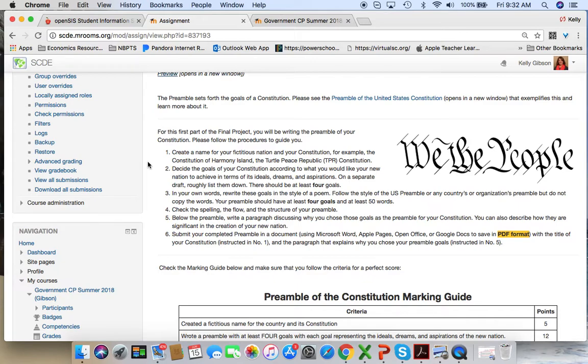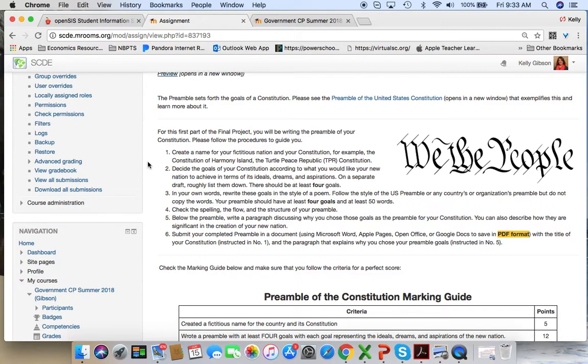Your preamble should have at least 4 goals and at least 50 words. Below the preamble, you're going to write a paragraph discussing why you chose those goals as a preamble for your Constitution. You may also describe how they are significant in the creation of your new nation. And when I say paragraph, I expect at least 7 to 10 sentences. Remember, Government CP is a senior level course, and I expect senior level work.